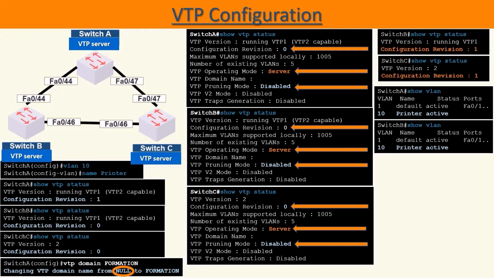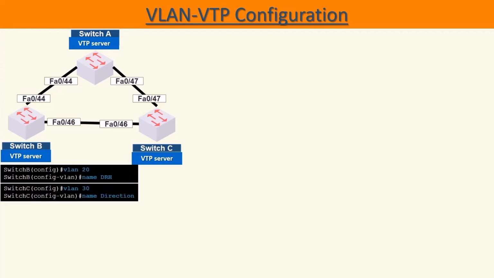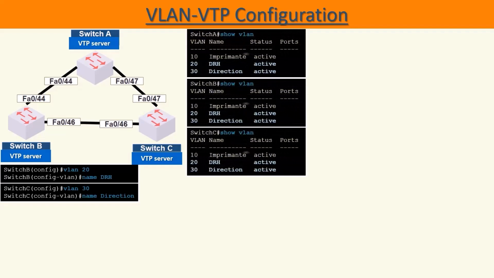If all the switches are in VTP server mode, I can create VLANs on any of them, and they will be automatically propagated to the others. That is what we're going to do now. On switch B, we create VLAN 20, called DRH, and on switch C, we create VLAN 30 with the name direction. To check, we run the show vlan command on all switches, and we can see that the synchronization went well.